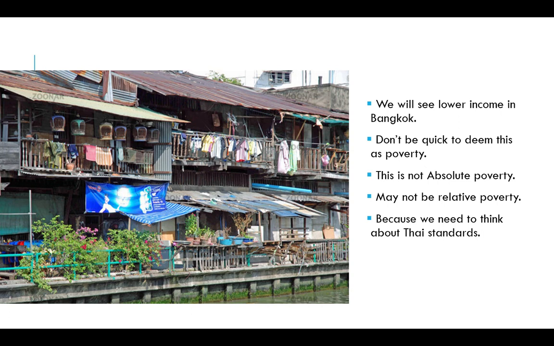We can't impose our own standard of living when we're trying to think about issues related to poverty, both absolute and relative. Their standards are clearly very different from ours. So we have to go with an open mind and think about that they have a different way of life. Their expectations are different. Somebody who has a really good income may not live in a huge 5,000 square foot house in Thailand.